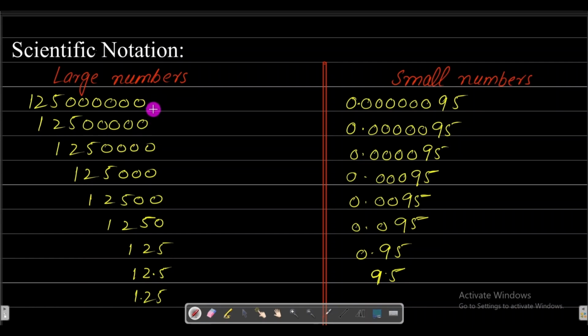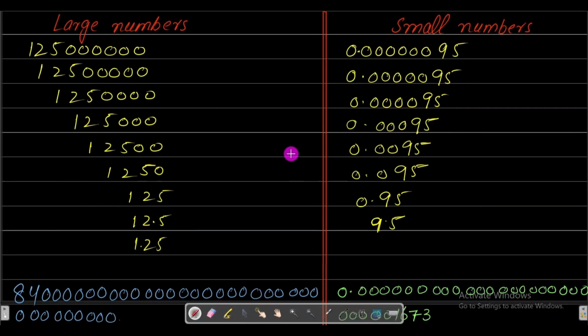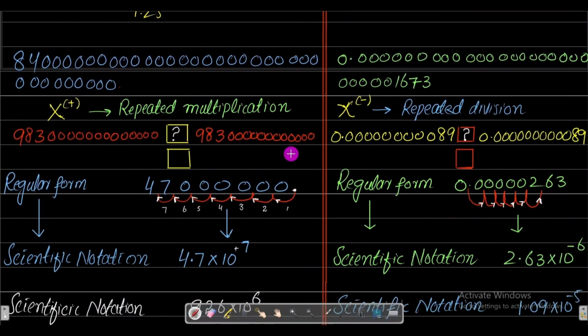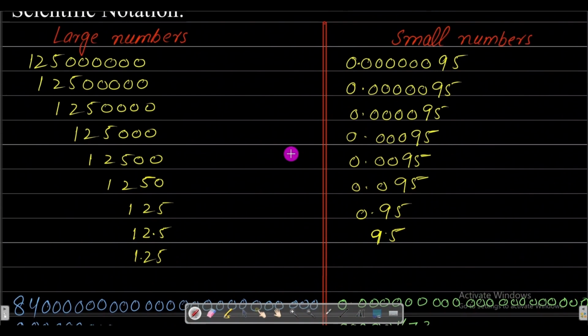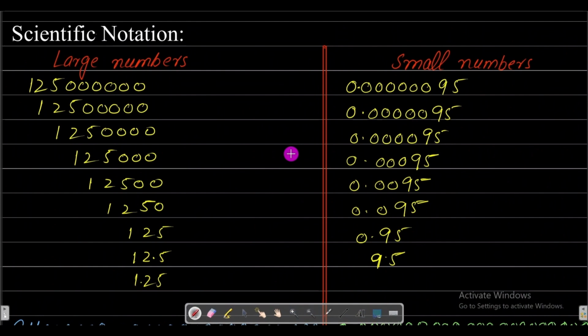Today in this lecture, we will discuss scientific notation. Scientific notation is the easy way of writing a large number or small number in powers of 10. In this lecture, we will discuss scientific notation in more detail. So let's start the video with scientific notation.